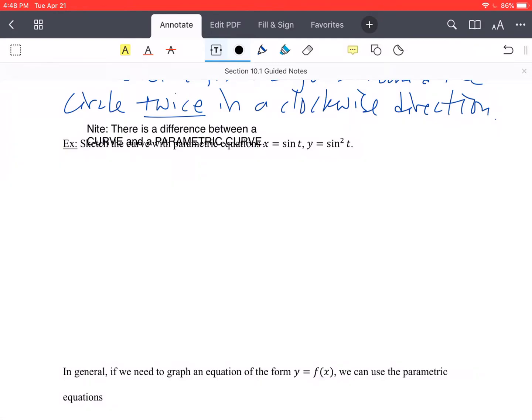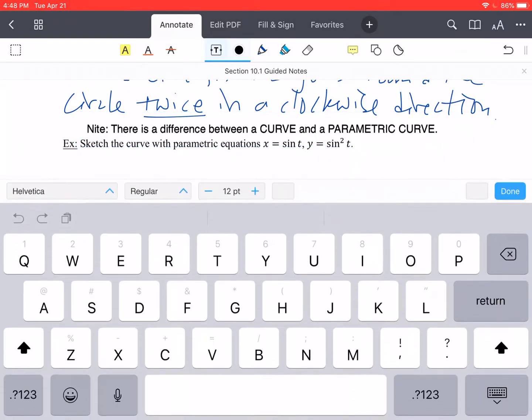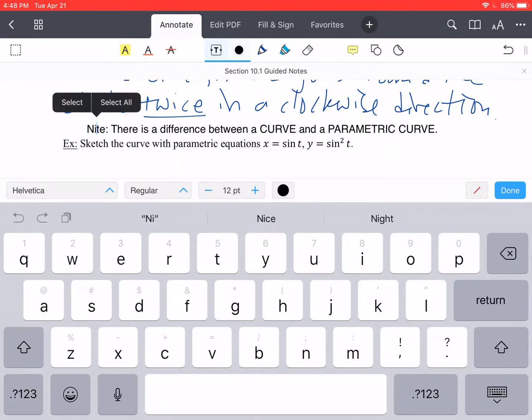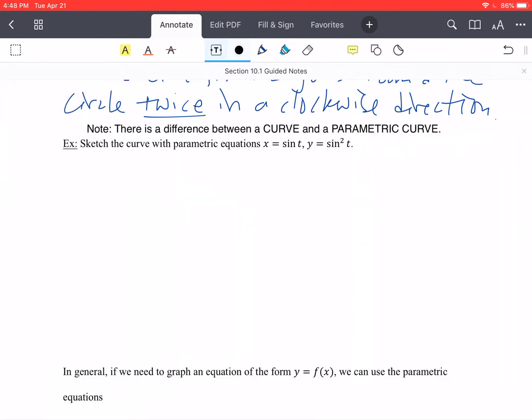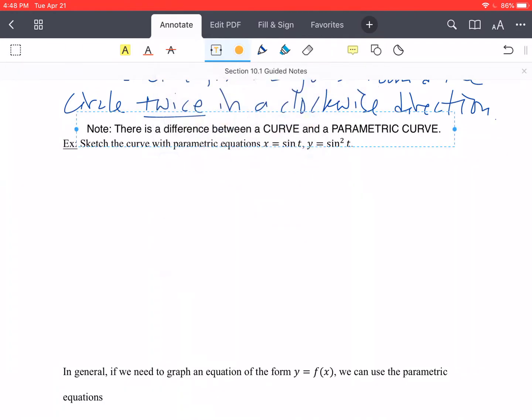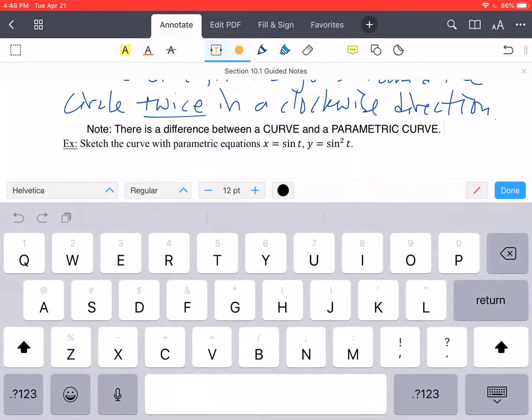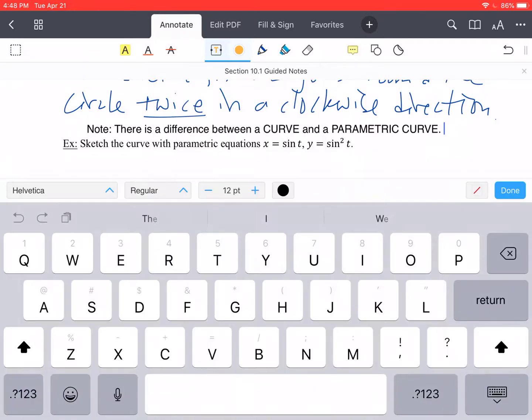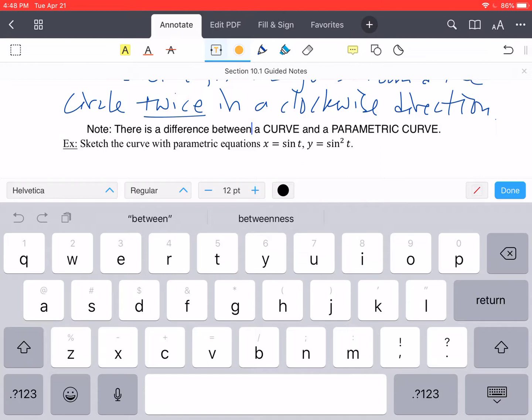Let me elongate that. Oops. And that's a note. There we go. Okay. Just make that stand out a little bit. Nope, not going to do it. That's okay.